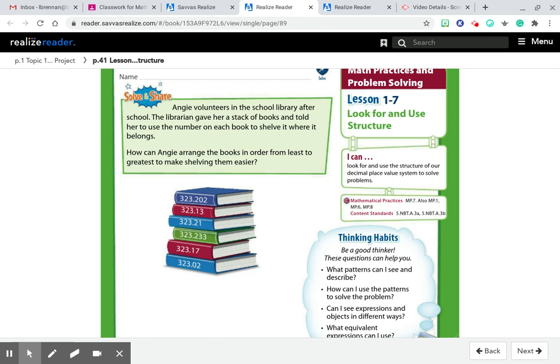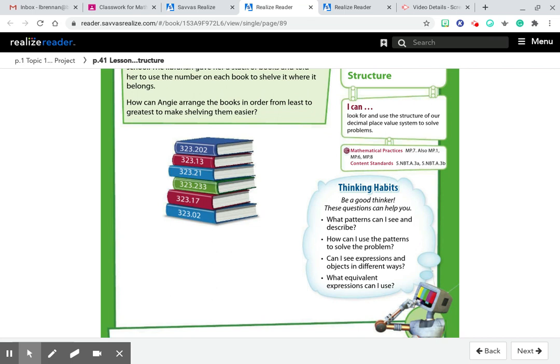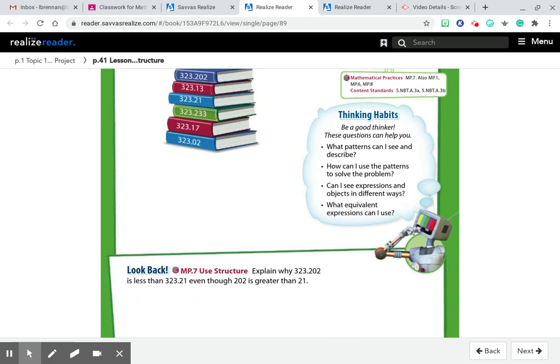I can look for and use the structure of the decimal place value system to solve problems. So, what patterns can I see and describe? How can I use the patterns to solve the problem? Can I see expressions and objects in different ways? And what equivalent expressions can I use?